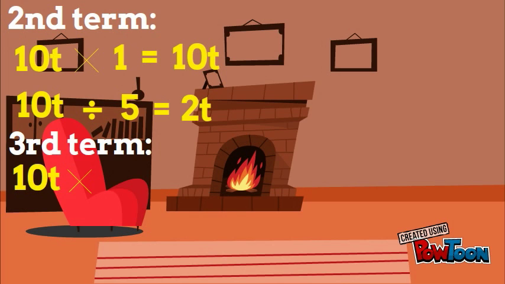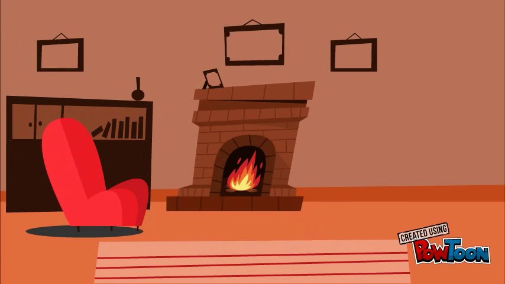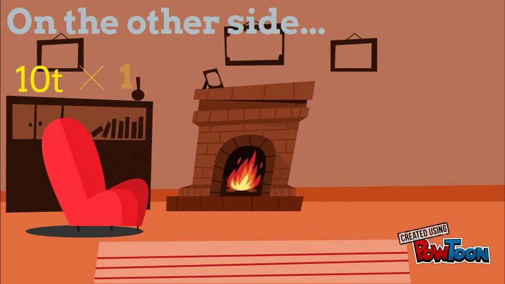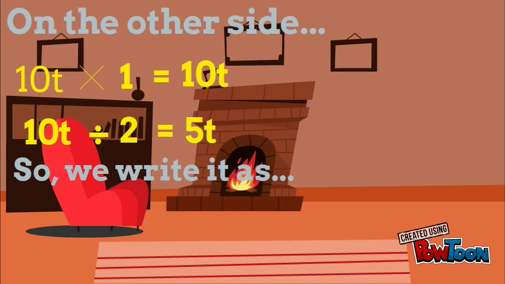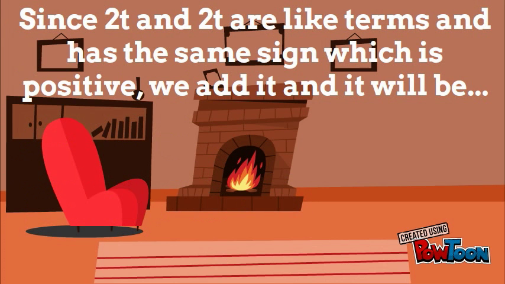Third term, 10t times 1 is 10t divided by t. Since there is t in the numerator and the denominator, we cancel it out, and just 10 will be left. On the other side, 10t times 1 is 10t divided by 2 is equal to 5t. So we write it as 2t plus 2t plus 10 equals 5t. Since 2t and 2t are like terms and have the same sign, which is positive, we add them, and it will be 4t plus 10 equals 5t.